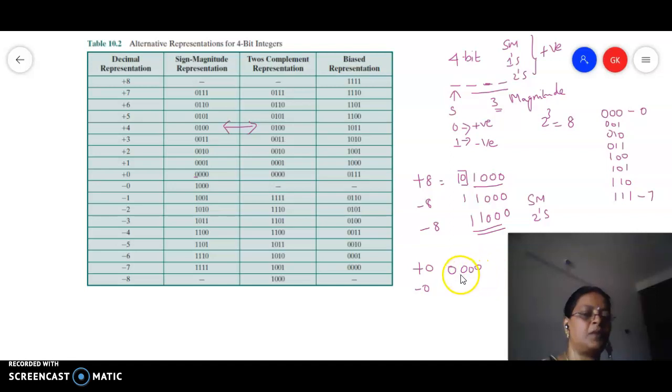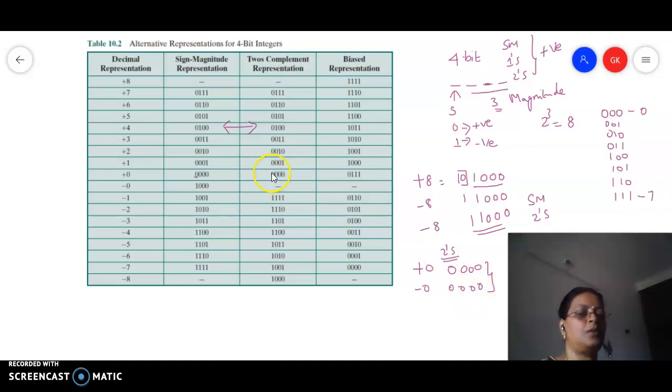For 2's complement, what is the rule we have told? You copy all the bit patterns till you encounter the first one. So you have not encountered the first one, so this is also the same. As far as the 2's complement method is concerned, plus 0 and minus 0 are going to have the same pattern. So we are not going to repeat the pattern.